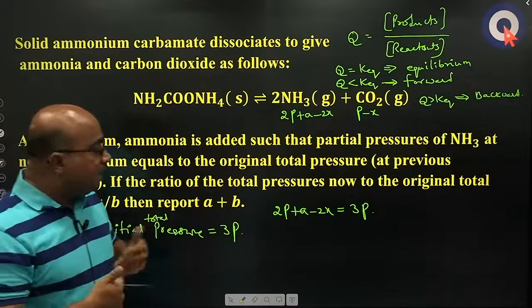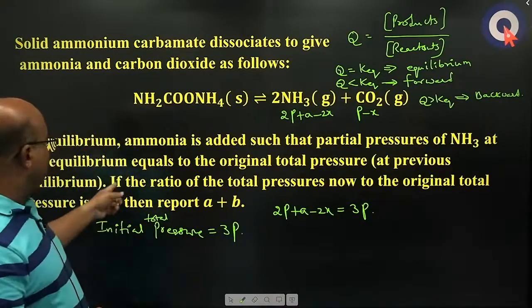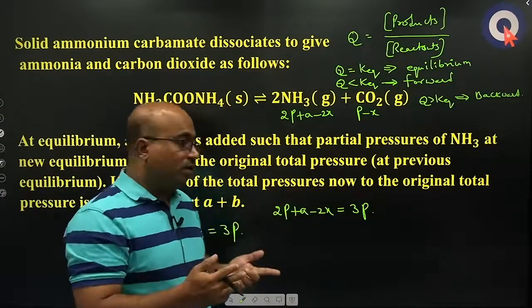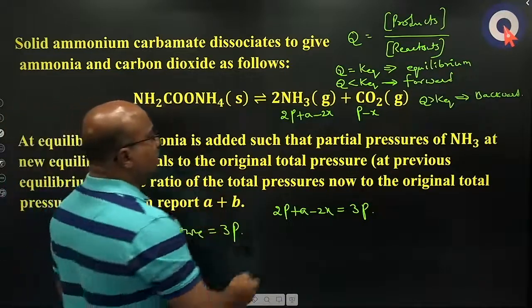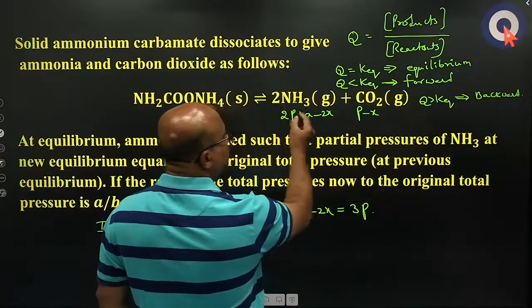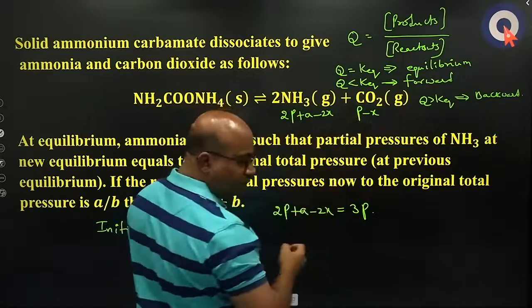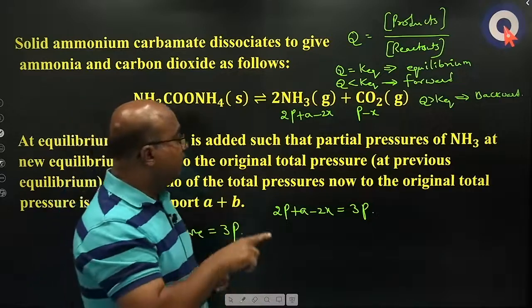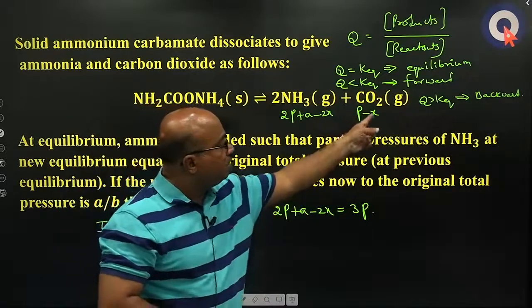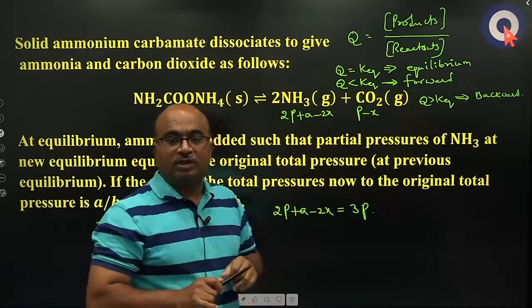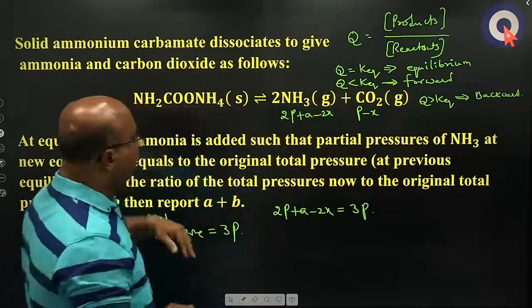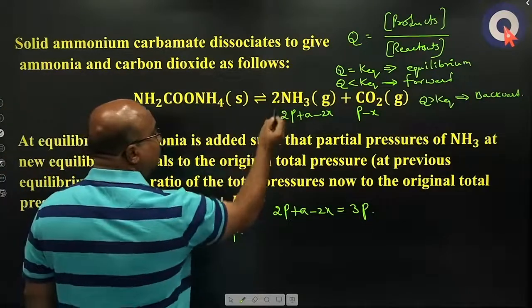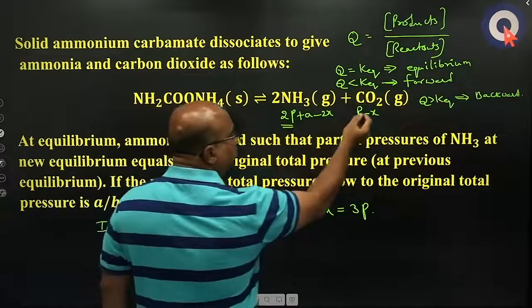But what we need is the ratio of the total pressure now to the original. So what is the total pressure now? The partial pressure of ammonia plus the partial pressure of carbon dioxide is the new pressure at the new equilibrium. So what we need to calculate is only this p minus x value. How to calculate that? Already we have the initial condition: the pressure of ammonia was 2p and the pressure of carbon dioxide was p.